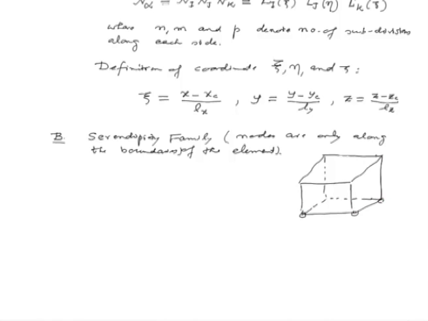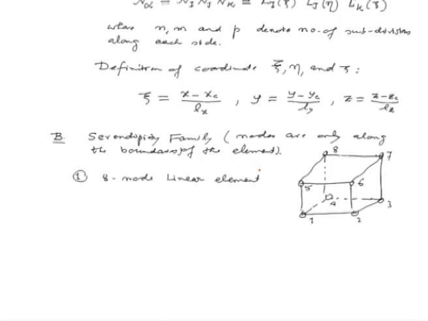One, two, three, four, five, six, seven and eight. So, this is our 8 node linear element. Now, for this 8 node linear element, the shape functions are identical to what we will get for a linear Lagrangian element, and we have got all corner nodes.